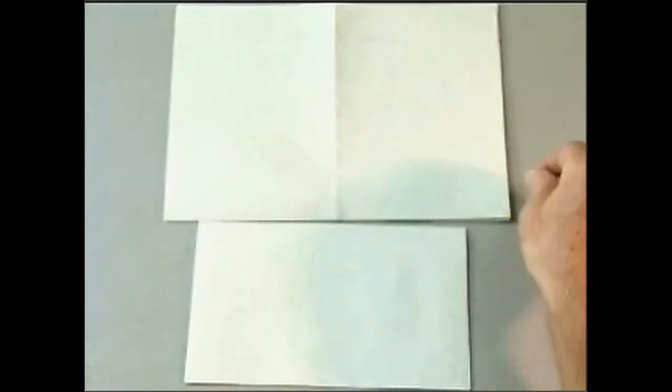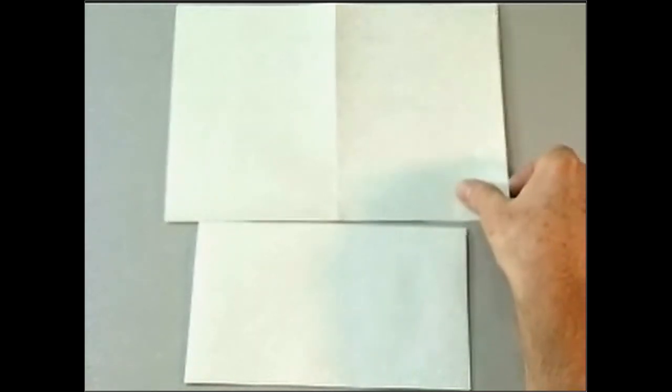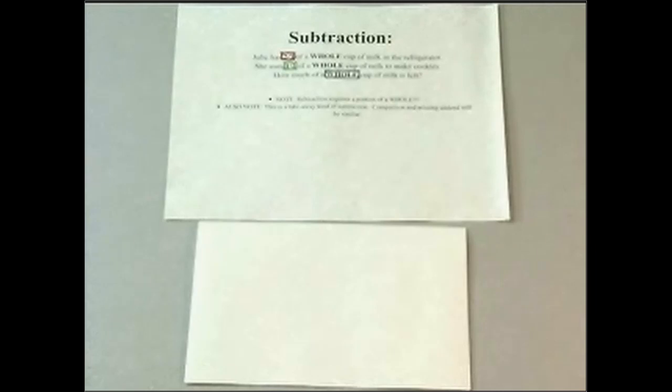Okay, so we're going to start with subtraction. Here's our sample word problem. It's a very simple one, but we'll do more complex ones later. So the situation is Julie has 2/3 of a whole cup of milk in the refrigerator. She uses a half of a whole cup of milk to make cookies because that's what the recipe called for. And what we want to know is how much of a whole cup of milk is left.